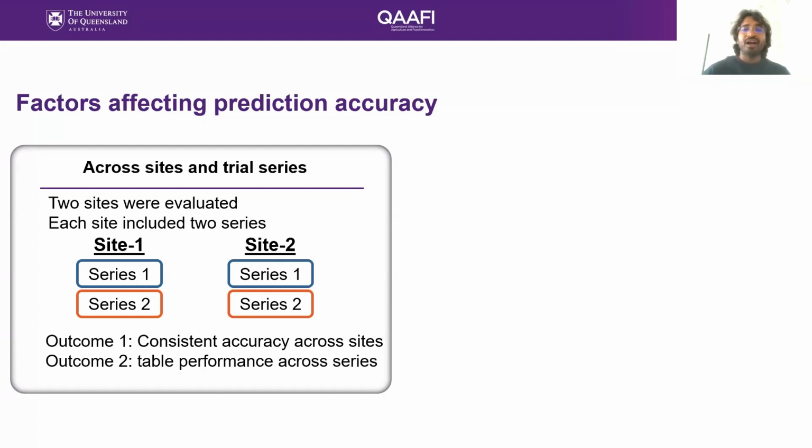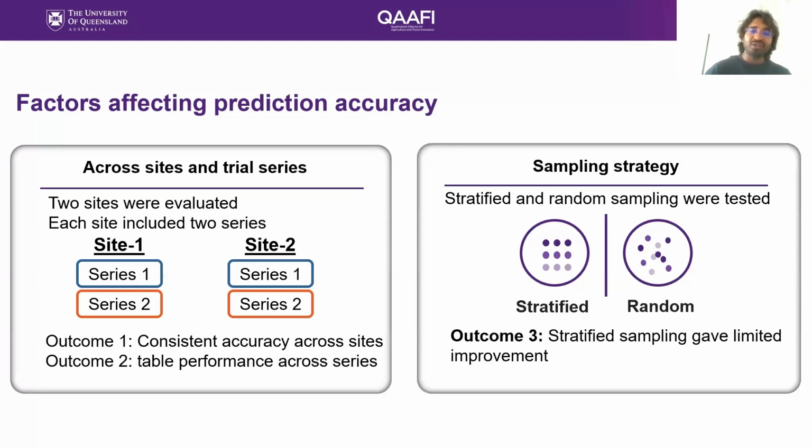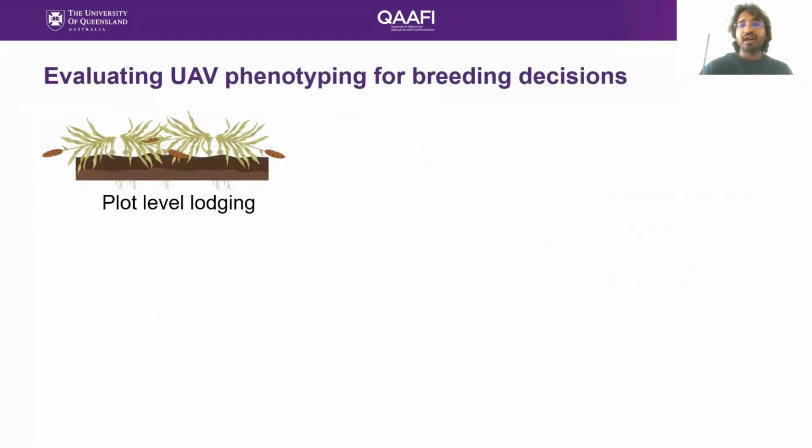Then we compared sampling strategy using two different training set sampling approaches. One is stratified sampling, another one is random sampling. Stratified sampling provided only limited improvement compared with random sampling, suggesting that prediction accuracy was generally stable across the sampling approaches. So far, I have measured lodging at the plot level to evaluate how well we can predict lodging using UAV imagery.